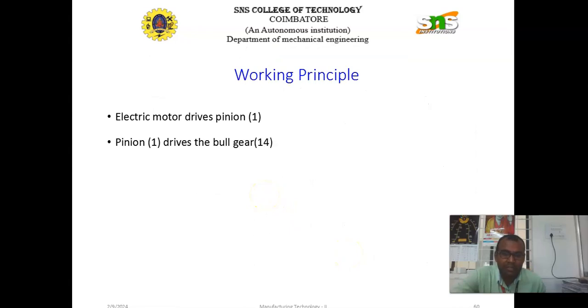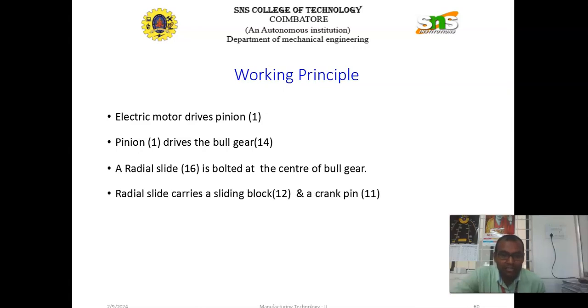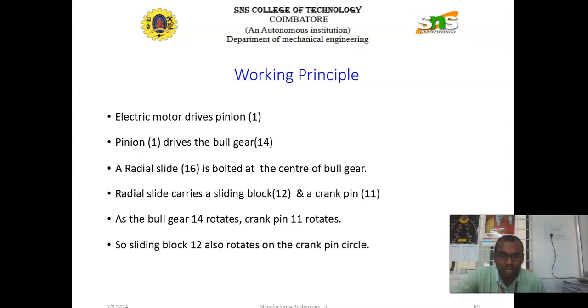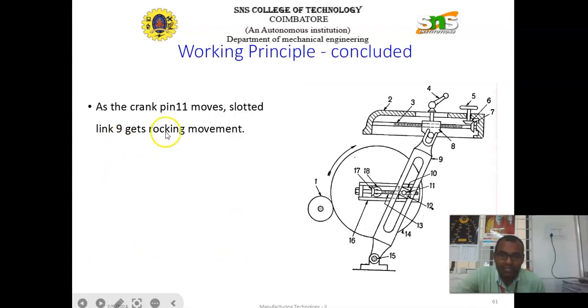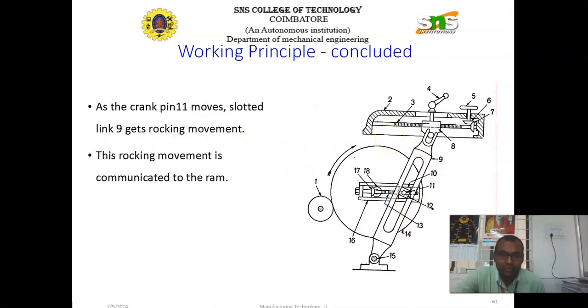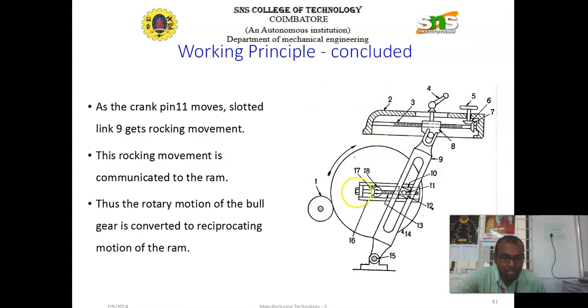The electric motor drives the pinion. The pinion drives the bull gear 14. A radial slide is bolted at the center of the bull gear. The radial slide carries a sliding block 12 and the crank pin 11. As the bull gear 14 rotates, crank pin 11 rotates, so sliding block 12 also rotates on the crank pin circle. Simultaneously, the crank pin moves up and down in the slot of the slotted link 9. As crank pin 11 moves, slotted link 9 gets a rocking movement. This rocking movement is communicated to the ram. Thus, the rotary motion of the bull gear is converted into the reciprocating motion of the ram.